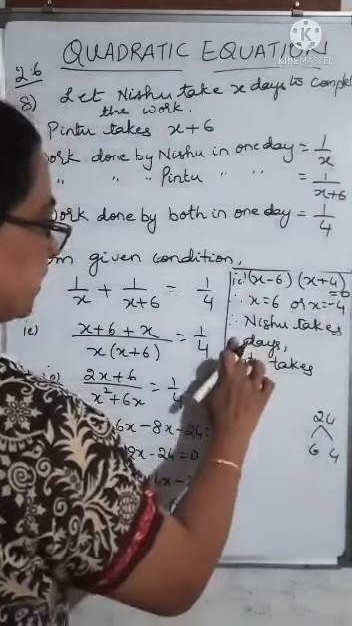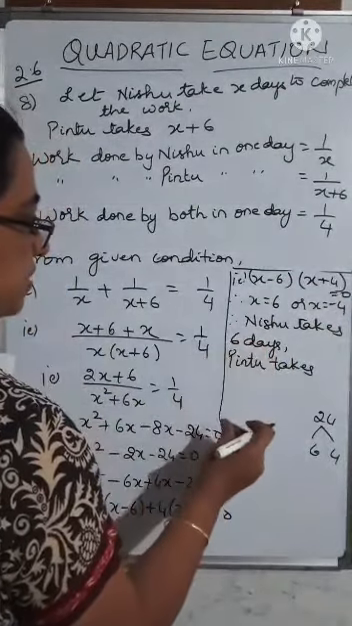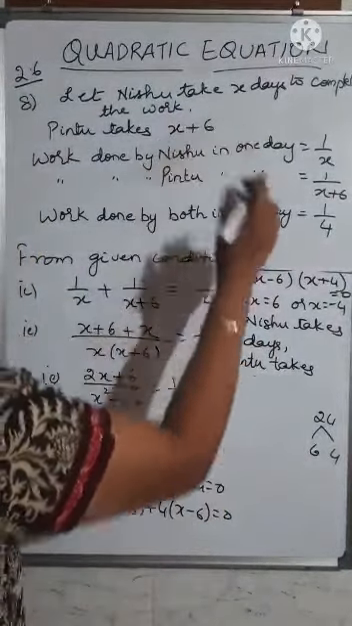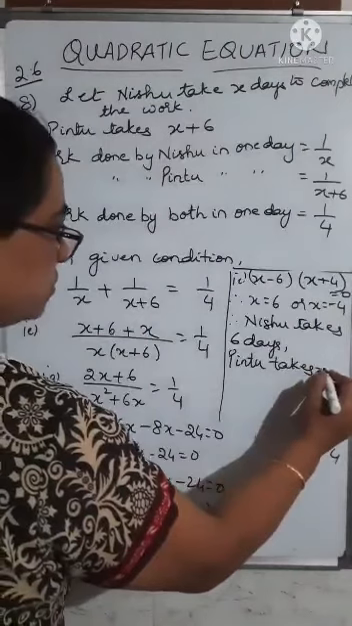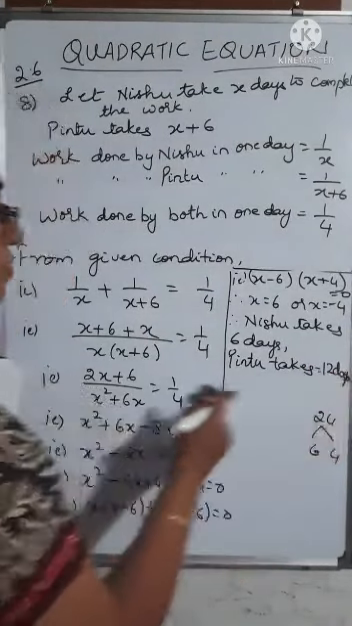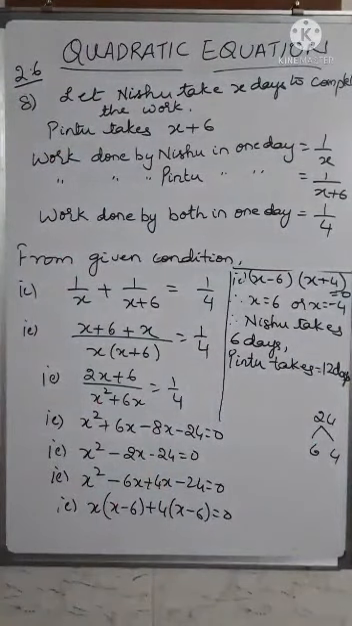So Nishu will take 6 days to complete the work, and Pintu will take 6 plus 6, that is equal to 12 days. So like this you have to find out how many days Nishu will take to complete the work and how many days Pintu will take to complete the work.